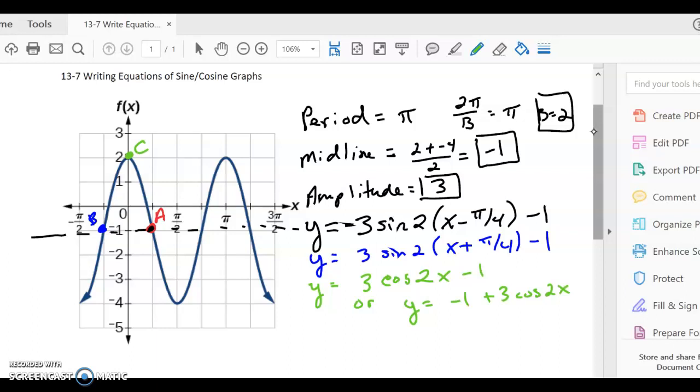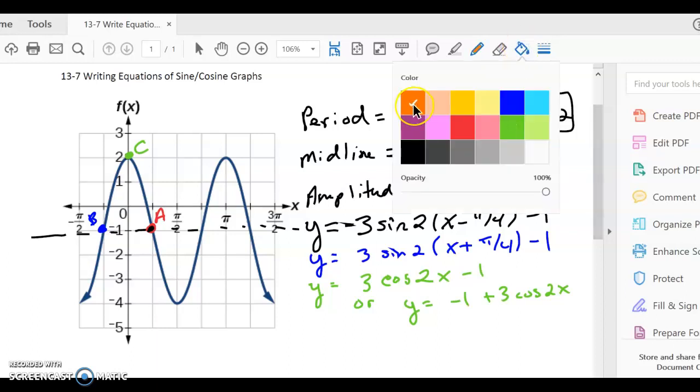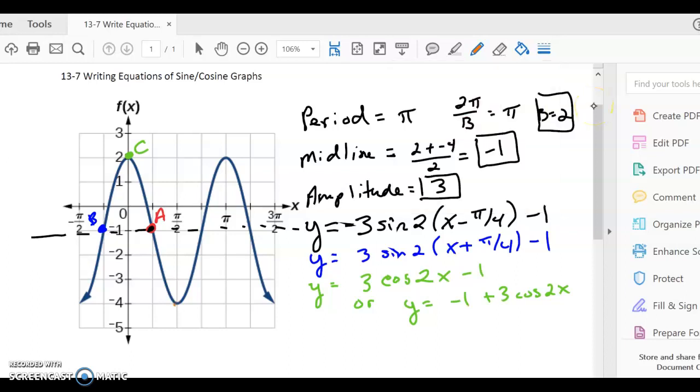Still a vertical shift. And let's do one more point. If we pick this point right over here, we'll call that D. Then we could do another cosine graph, because we're not starting on the midline, we're starting off the midline at a max or min. That's an indicator that it's a cosine. So if we're starting at D, we have 3 cosine 2.